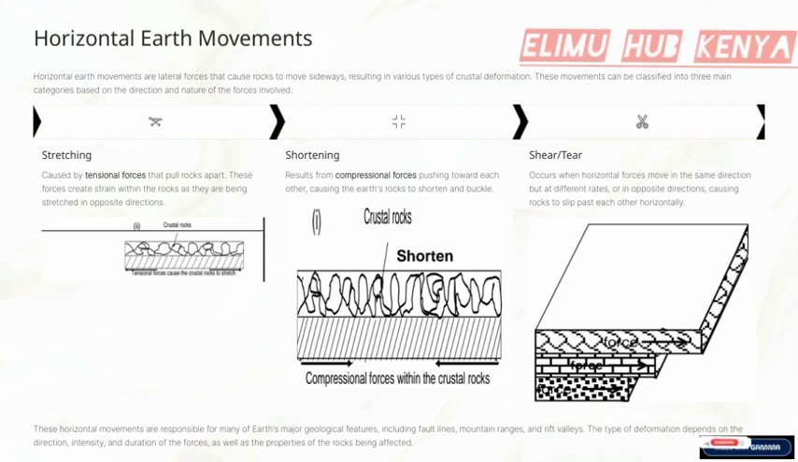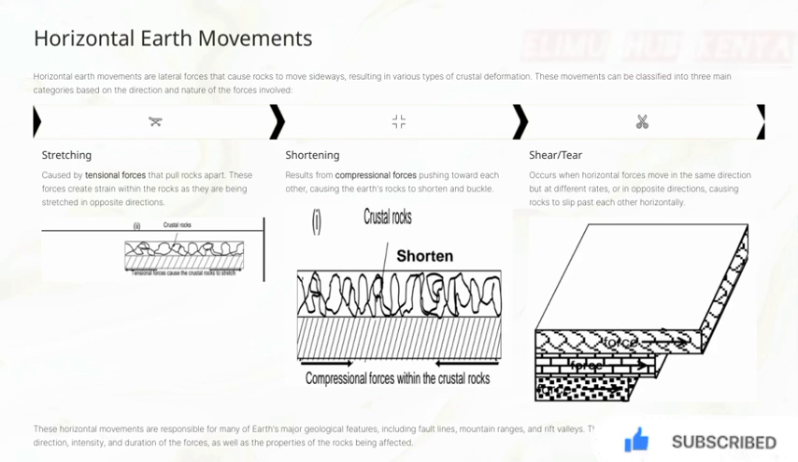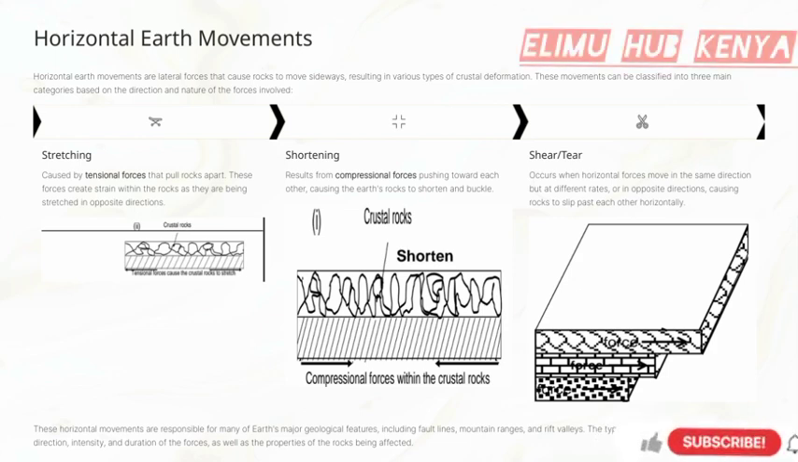All of these horizontal movements are responsible for some of Earth's most iconic features: fault lines, mountain ranges, and rift valleys. The specific deformation that occurs depends on factors like the direction, strength, and duration of forces, as well as the properties of the rocks involved. Understanding these processes helps us see how Earth's surface is constantly reshaped over time.